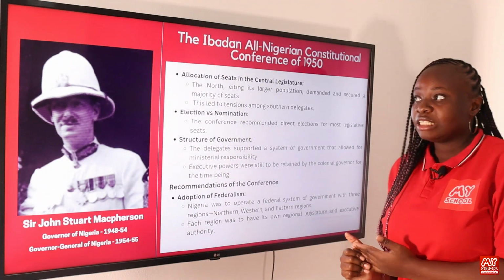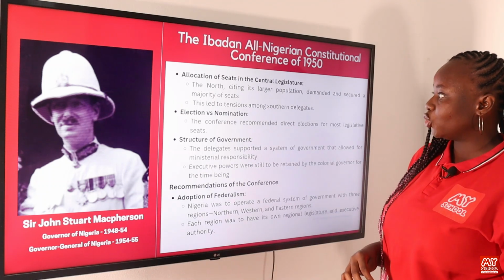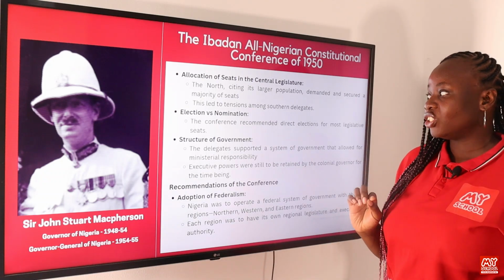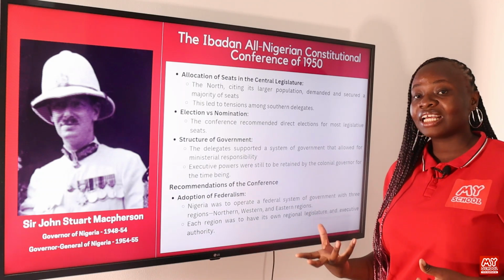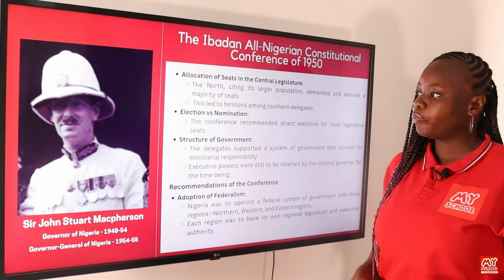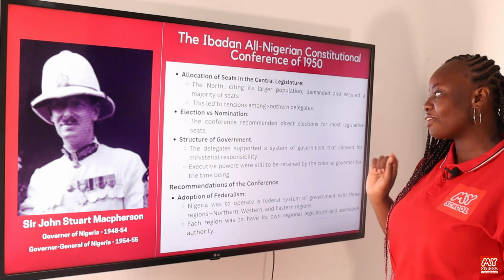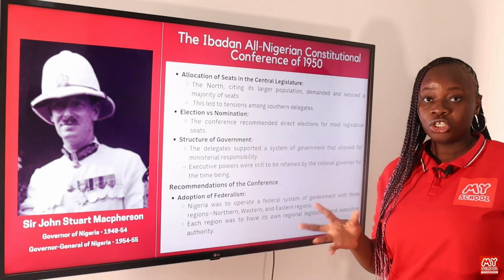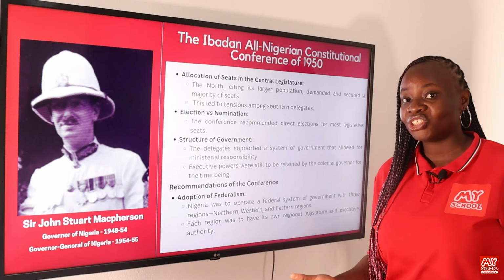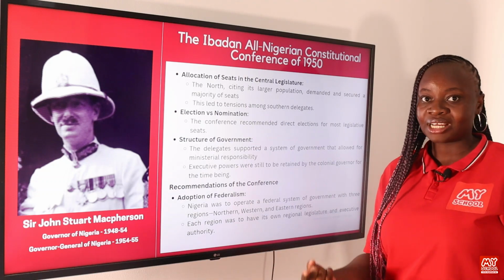All right, and that key debate was the allocation of seats in the central legislature. The North, citing its larger population, demanded and secured a majority of seats, and this led to tensions among Southern delegates. The Southerners felt like they were not adequately represented in the central legislature. Then another debate was election versus nomination. The conference recommended direct election for most legislative seats. So before then, under the Richards Constitution, most of the members of the legislature that were Nigerians were nominated and not directly elected by the people. So they wanted a change to that.